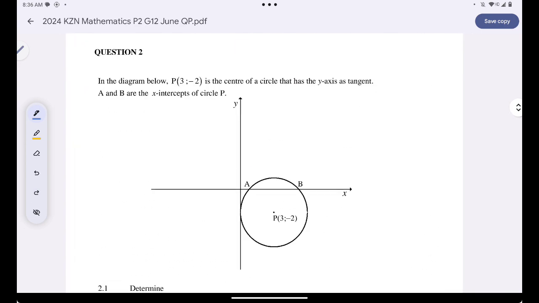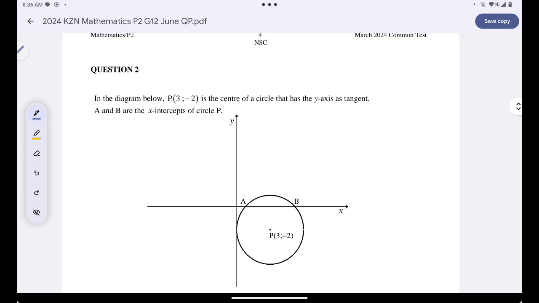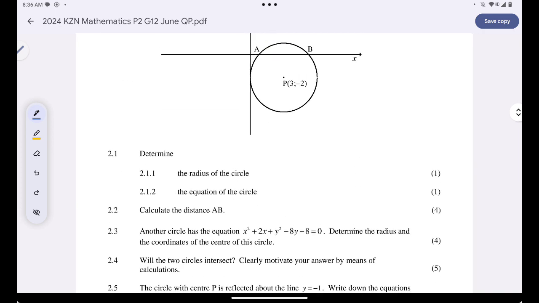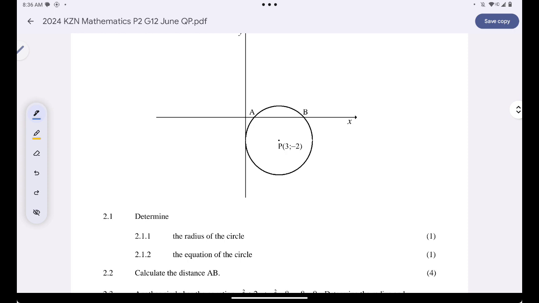Okay, question 2. In the diagram below, P is the center of a circle that touches the y-axis as a tangent. A and B are the x-intercepts. Okay, by just looking at this, I know the center. The center is 3 and 2. The radius should be 3, because that means for you to travel from here to here, you must travel 3 units. Are you together? Why am I saying that?